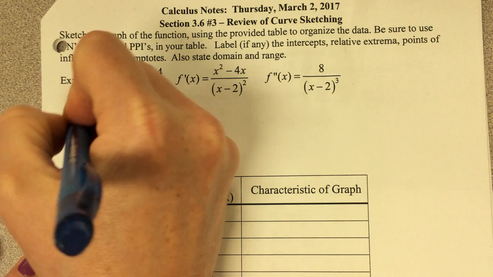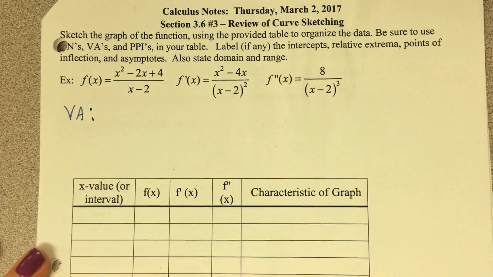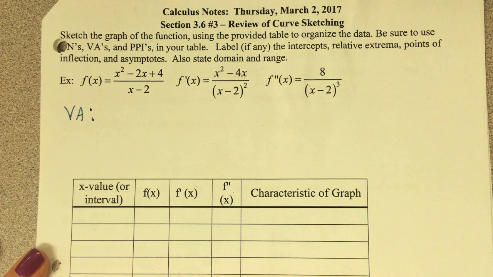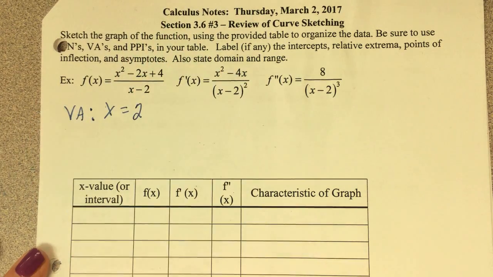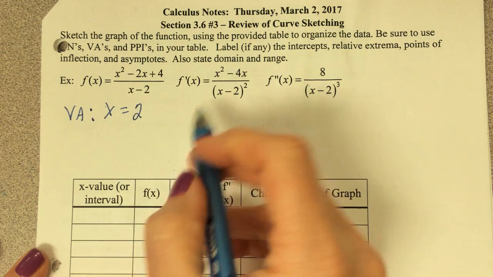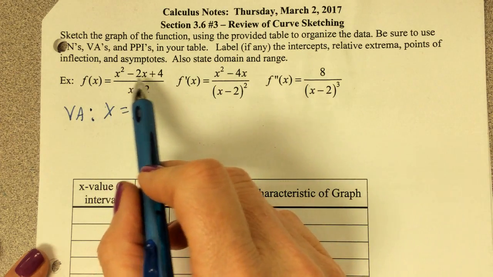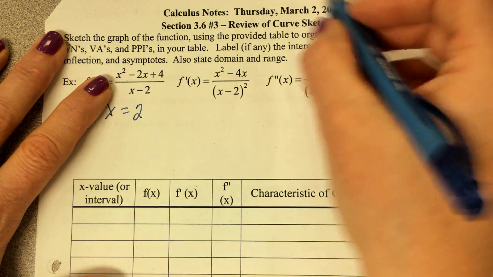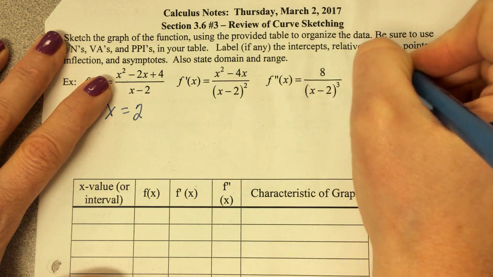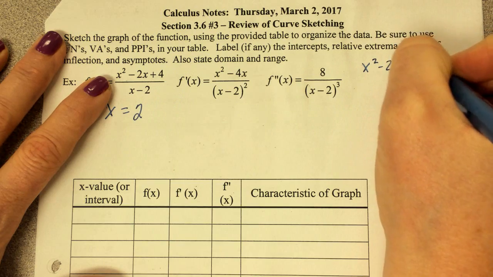I always like to start with the vertical asymptote. Bill, what's the vertical asymptote? Make sure you write an equation, x equals 2. From here, I can see if I have any x-intercepts. To find x-intercepts, I have to take my original function and set it equal to 0 and solve.